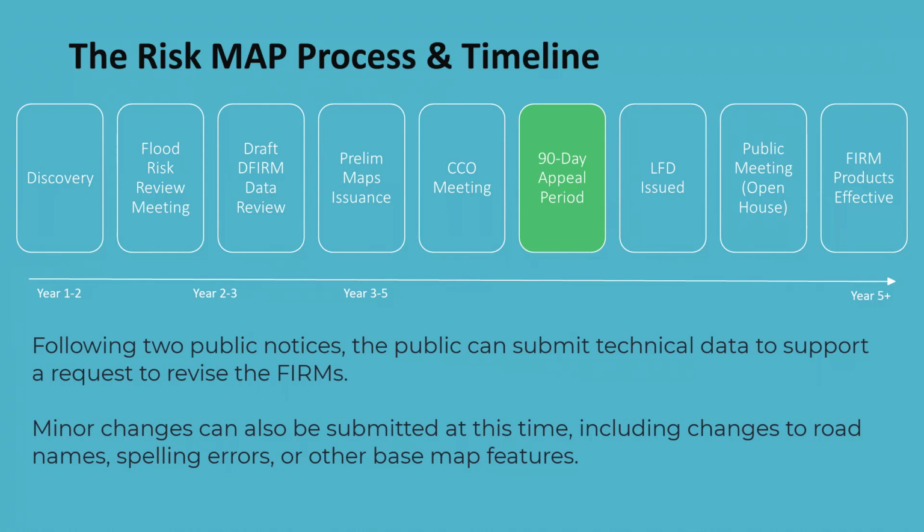During this period, community officials and residents can submit scientific or technical information if they believe the flood hazard determinations are scientifically or technically incorrect. Additionally, FEMA will also accept comments during this period, including minor changes of road names, spelling errors, or other base map features. Following the 90-day appeal period, FEMA resolves all appeals and finalizes the changes to the FERM and FIS report.